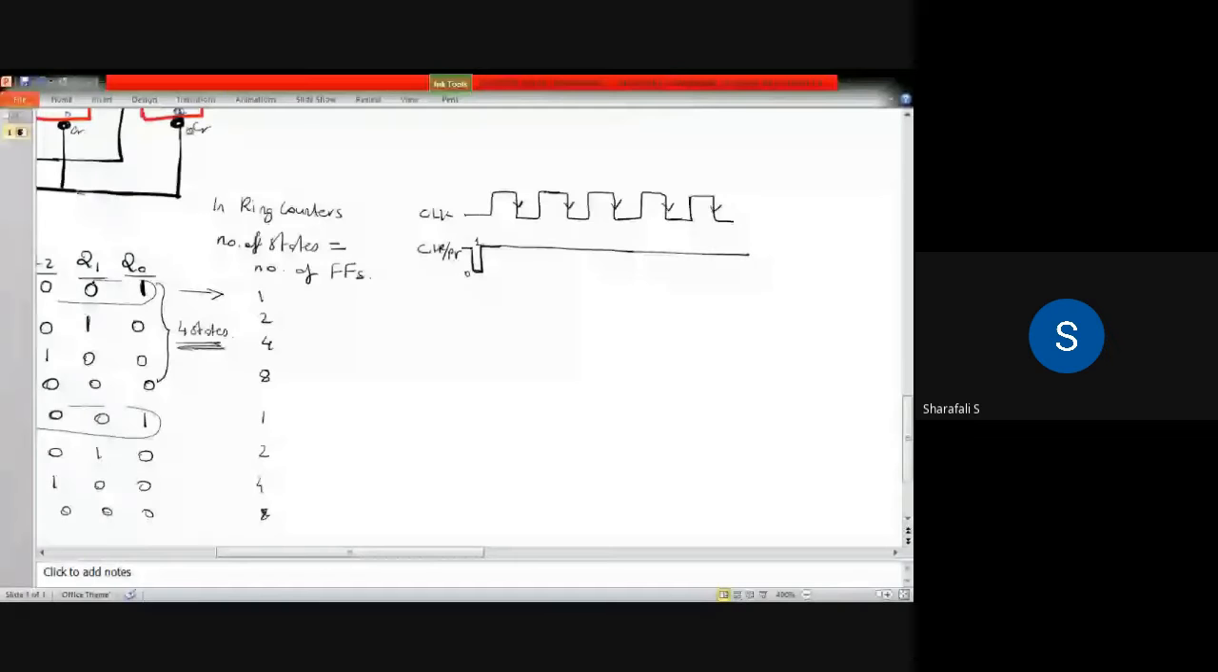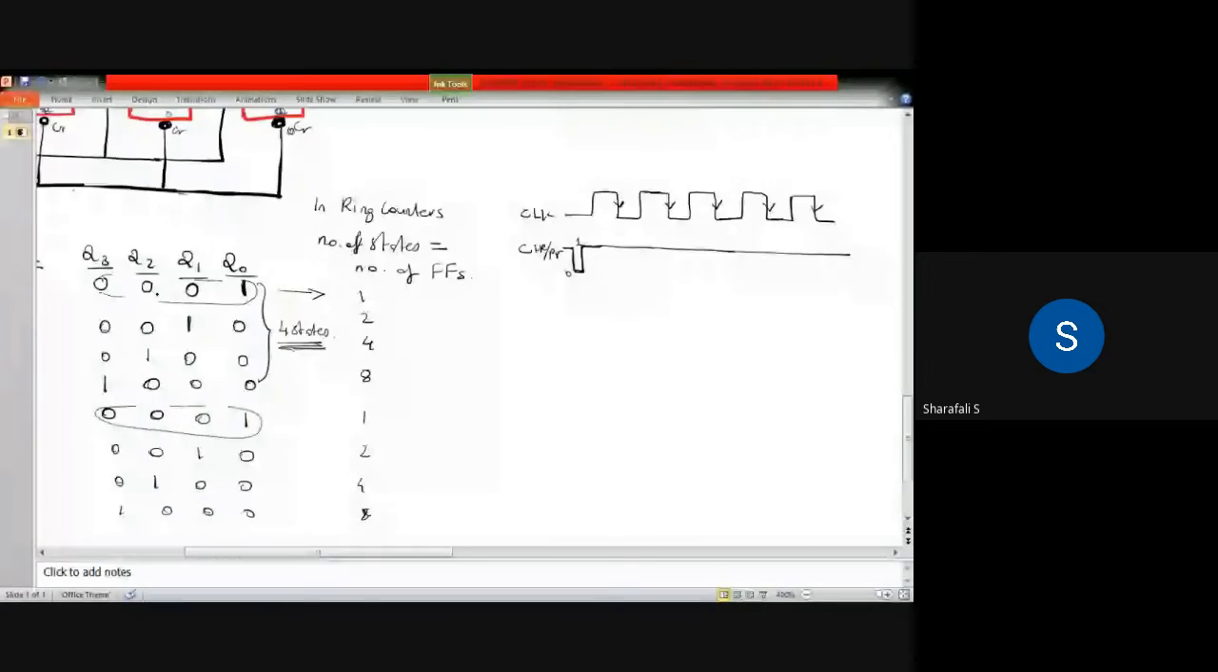Now consider that clear or preset is active somewhere here. The clear or preset is initially at 0, that's why I put it like this, and for all other clock pulses, it is 1. So initially it is 0. At that moment, Q1, Q2, Q3 are all 0 except Q0. Q0 is 1 and all other values are 0. So let's plot that. Use some different color. Let's consider Q0 first.